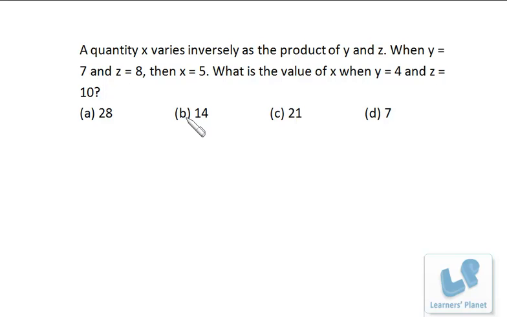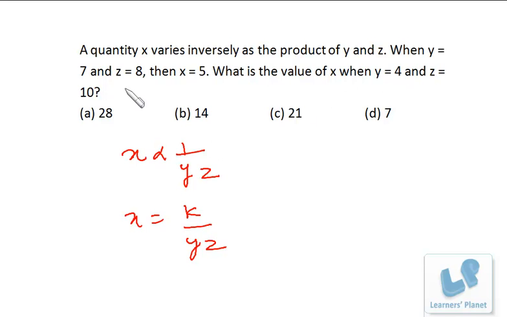Now let's see this problem. A quantity x varies inversely as the product of y and z. That means x is proportional to 1 upon y and z. To eliminate the sign of proportion, we need to put a constant. That means x is equal to k over yz.